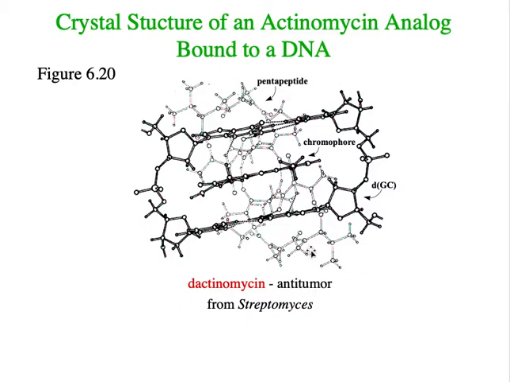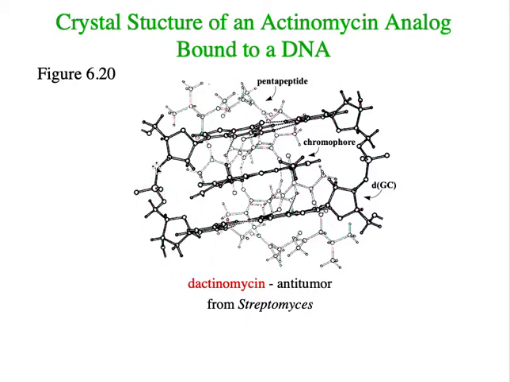Dactinomycin, this is another actinomycin, an anti-tumor drug. And so what we have here is basically the peptide and the chromophore. What do you mean by peptide and chromophore? The picture may be hard to understand if you're not familiar with it.